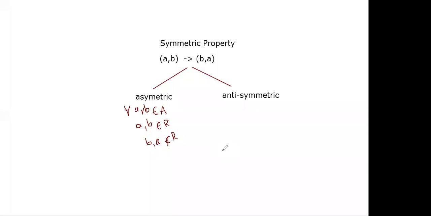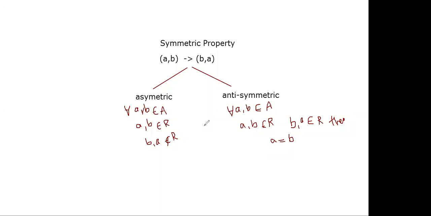Whereas the anti-symmetric property suggests that for all a and b belonging to A, if ordered pair (a, b) belongs to R and (b, a) belongs to R, then a is equal to b. This is the difference between symmetric and anti-symmetric.